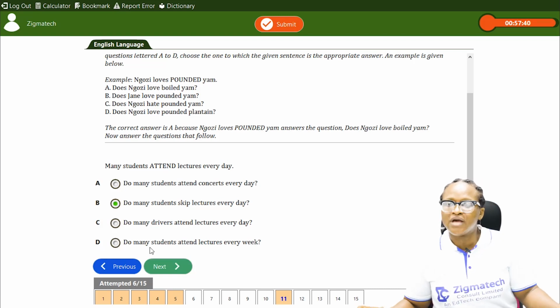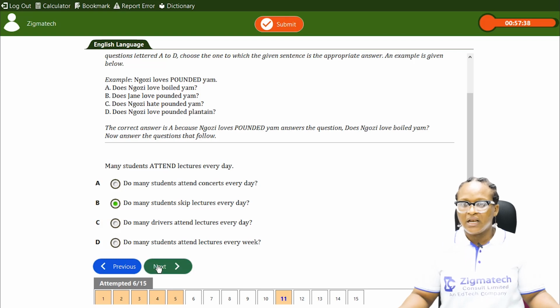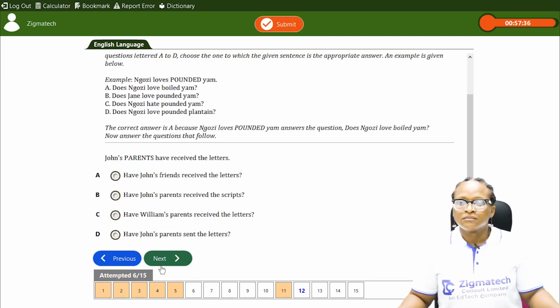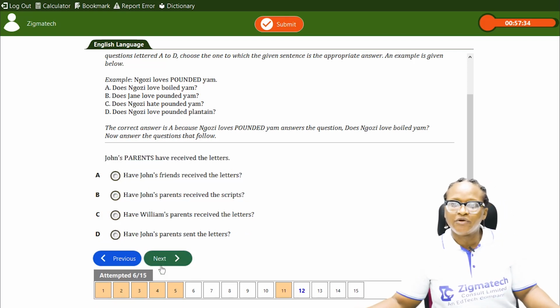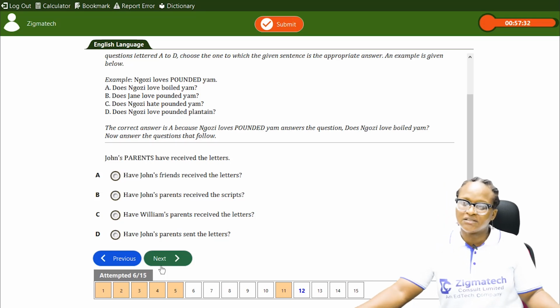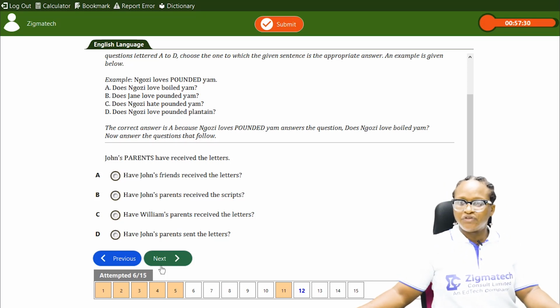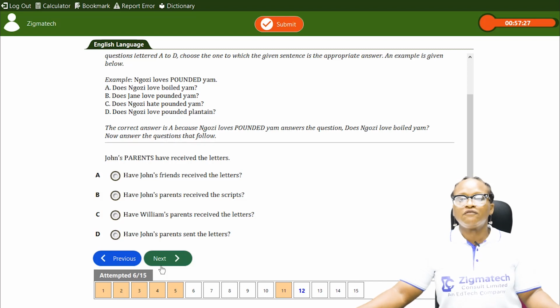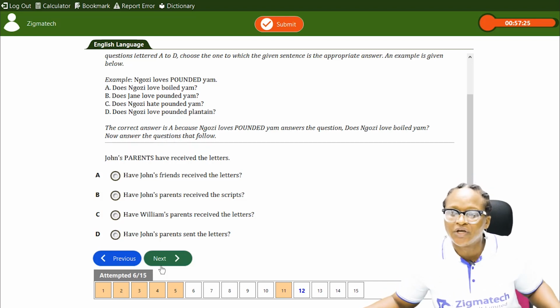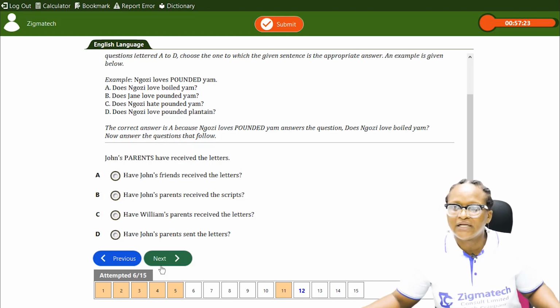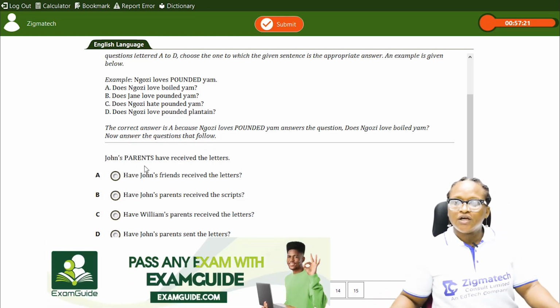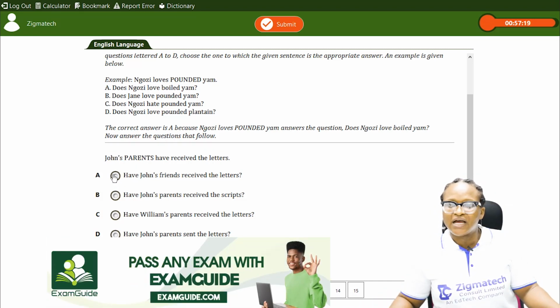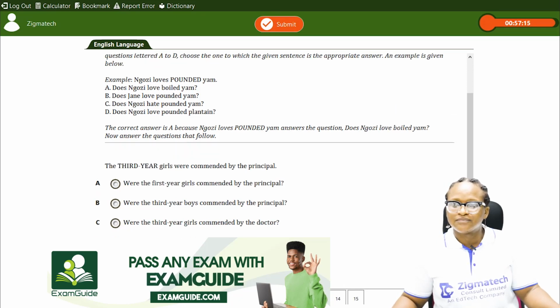It says, do many students skip lectures every day? The next one says, John's parents have received the letters. And the emphasized word is what? Parents. All right, you can see that option A doesn't have parents, rather it has friends. So that's my answer. It's as easy as that.